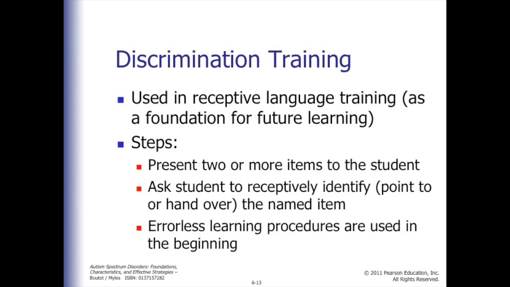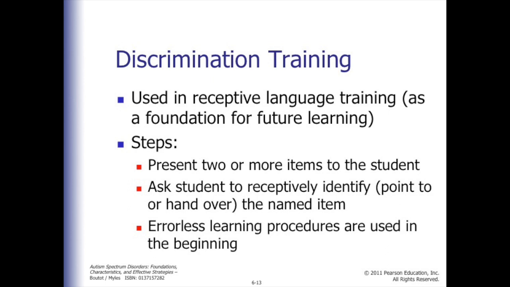So, for example, you might have a picture of a chair, a ball, and a cat, and you tell the student, give me the ball. You then present new pictures on the next trial and ask for a different item. So you would often use DTT procedures in order to teach discrimination training.